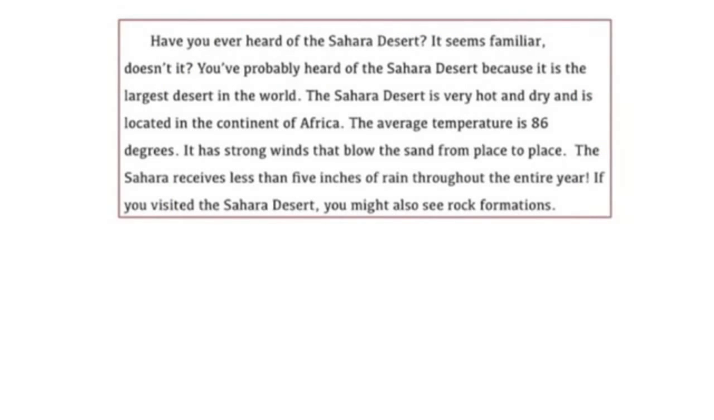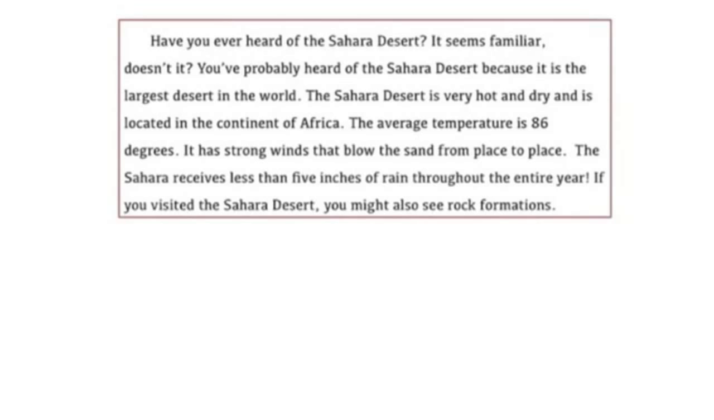Now I am going to read two passages about deserts to show how to compare and contrast articles about the exact same topic. Follow along as I read. You can even use your finger if you need to. Here we go. Have you ever heard of the Sahara Desert? It seems familiar, doesn't it?